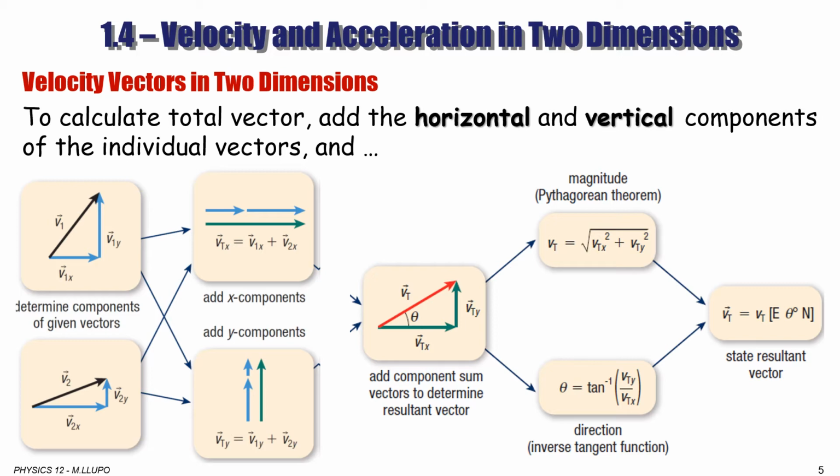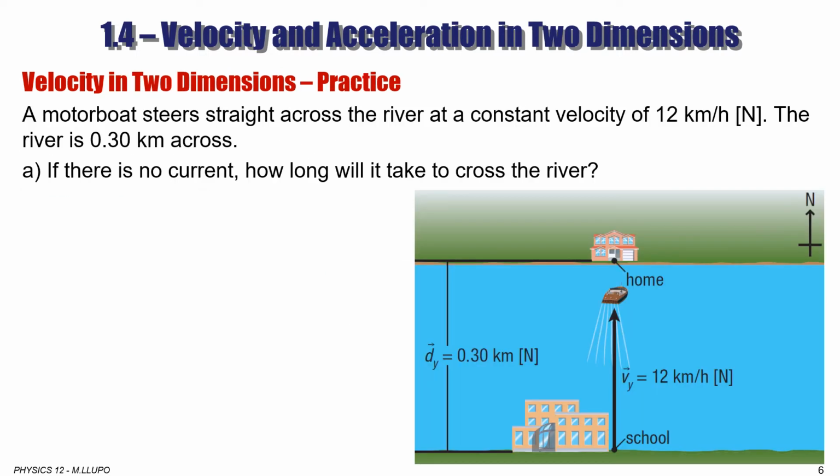Then use the Pythagorean theorem and the tan inverse to find the magnitude and the direction, and then you state whatever you get for both of them. Now here is an example, adding two velocities together.